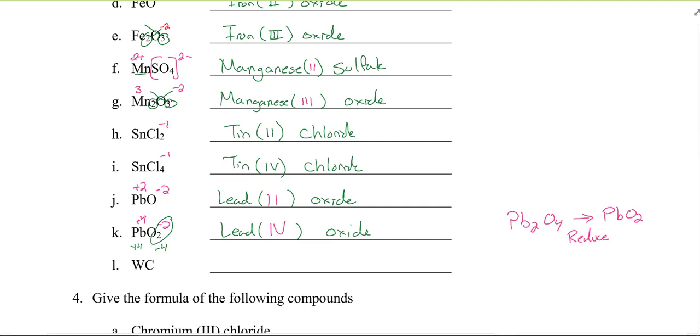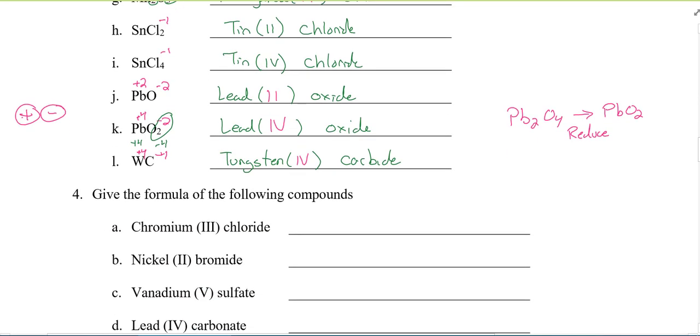Last but not least, we have tungsten. And carbon goes to carbide. Charge on carbon. Well, carbon is a nonmetal here, so it's -4, right? Second one's always negative. Remember, it's always going to be a positive ion, then negative. So tungsten's got to be +4. Tungsten 4 carbide. There we go. So there are the Roman numerals from the compound formulas, written out in words.